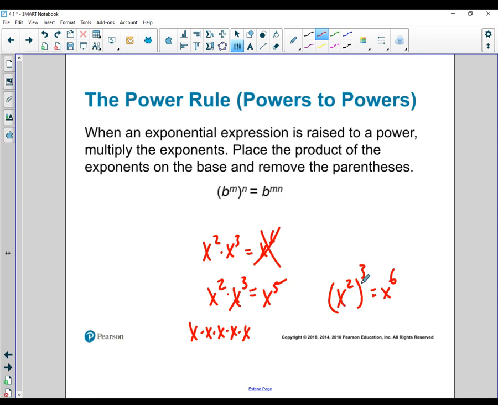What does x squared to the 3rd mean? Well, to the 3rd means something times itself 3 times. So take x squared and multiply it by itself 3 times. And now we're down to this, where we add 2 plus 2 plus 2 is 6. That's one way. Another way I like to think about it is our order of operations, PEMDAS.